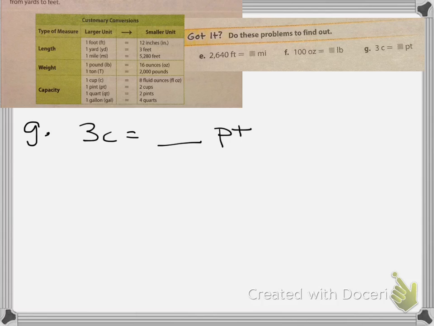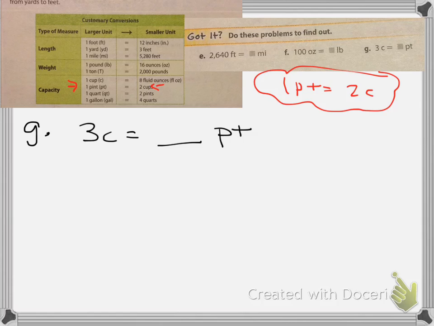All right, for G, it looks like we have 3 cups equals how many pints? So again, our first step is going to be to look at the conversion table. We have cups and pints. Let's see where we find that. All right, so right here we see that 1 pint is equal to 2 cups. So let's write that out to the side. 1 pint equals 2 cups.